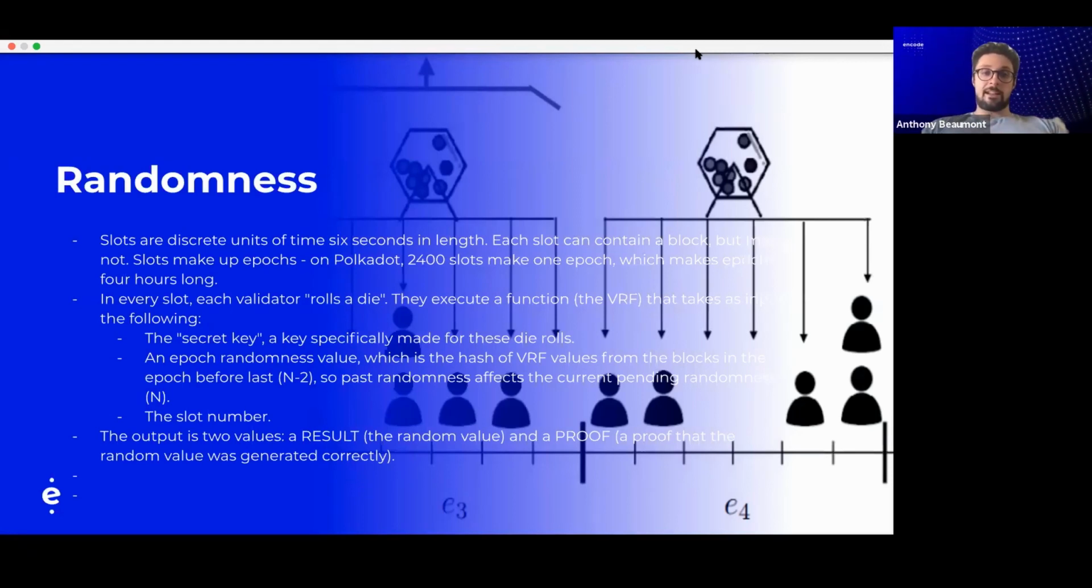So every slot, each validator rolls a dice. They execute the function, the VRF, that takes as an input the following. A secret key, which is a key made specifically for these die rolls, the epoch randomness value, which is the hash of the VRF values from the blocks in the epoch before last. So past randomness affects current randomness. And the slot number. It takes these inputs, and we get as a result a random number and a proof that the random number has been generated correctly.